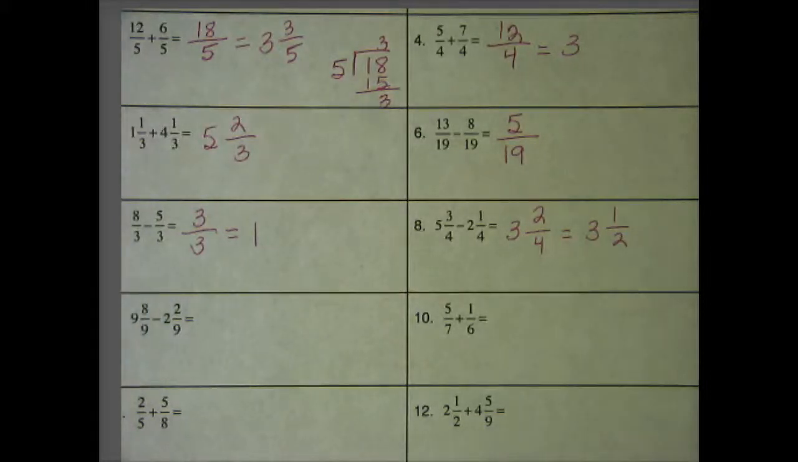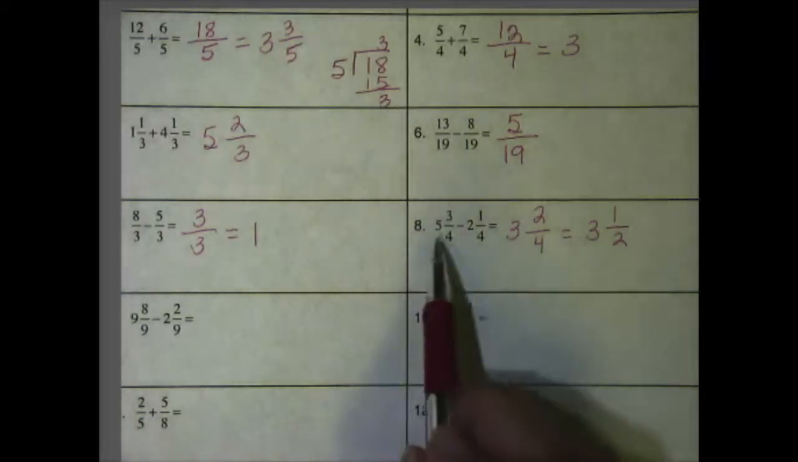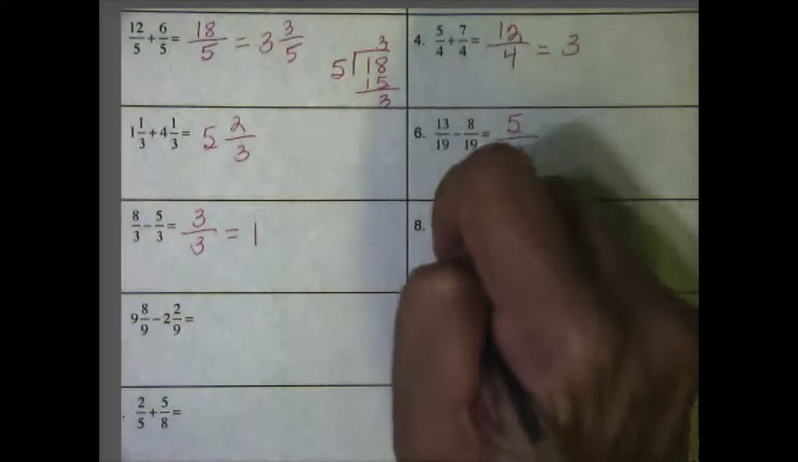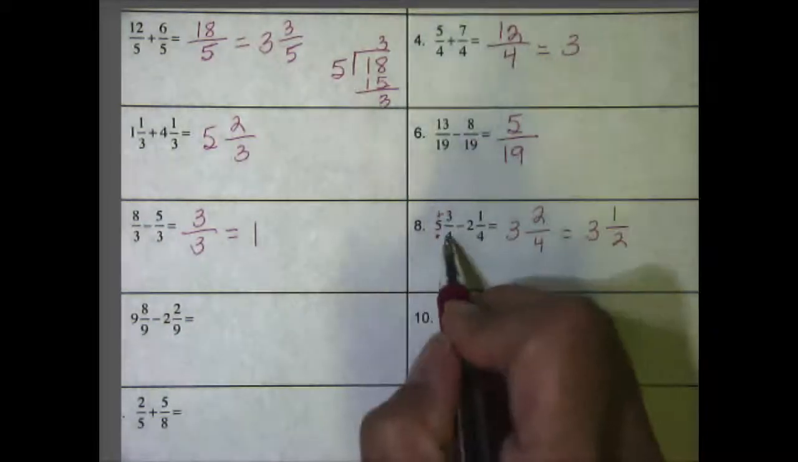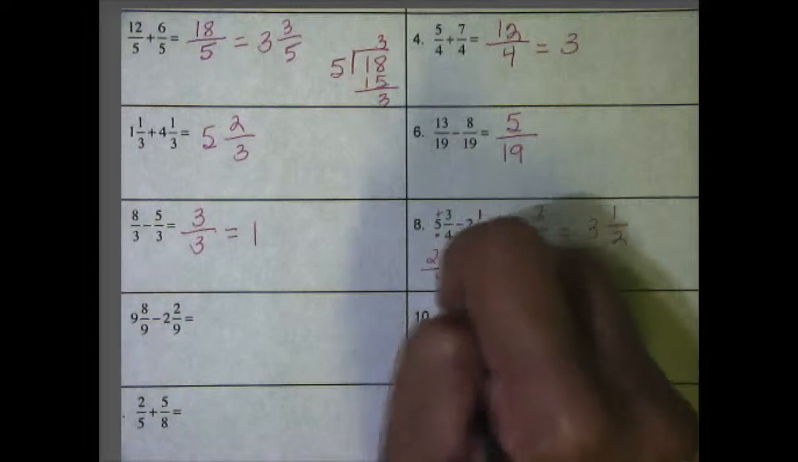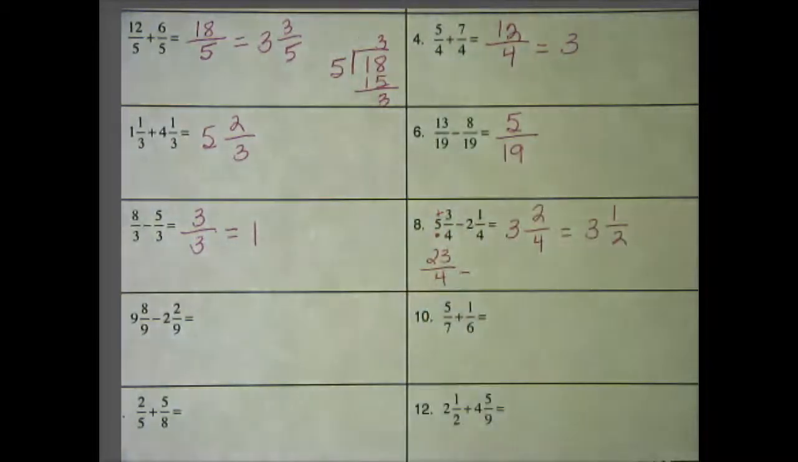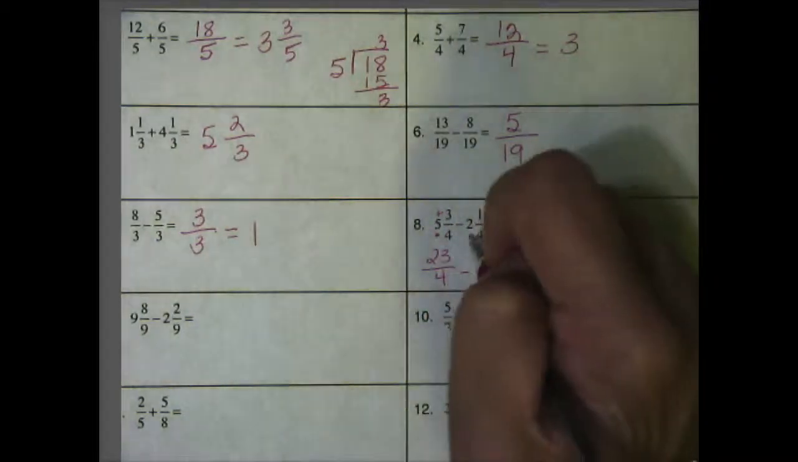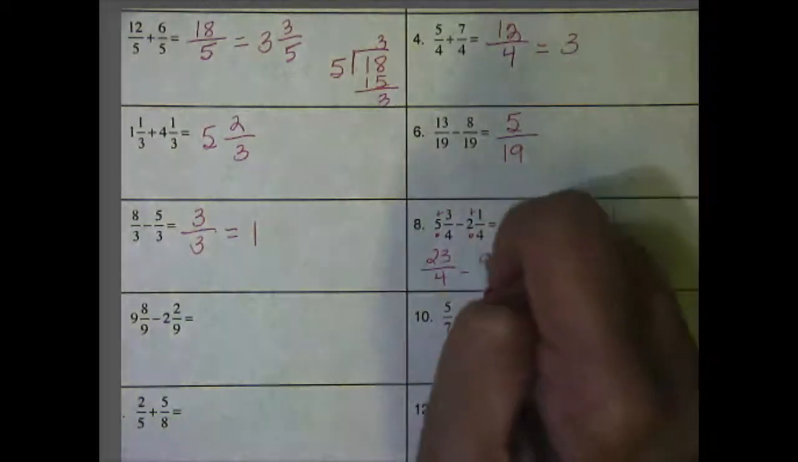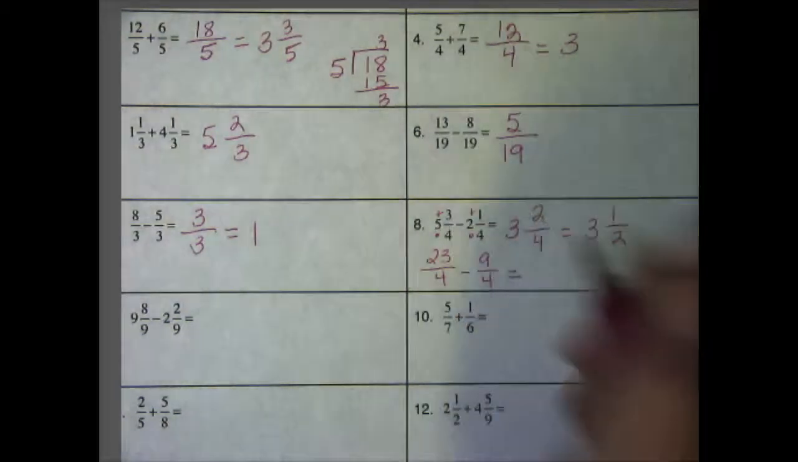Since it doesn't always work this way, sometimes what you will need to do is change your mixed number to an improper fraction. To do that, we take 4 times 5 plus 3. So 4 times 5 is 20, plus 3 is 23 over 4. Denominator stays the same. Minus, we take 4 times 2 plus 1. So 4 times 2 is 8, plus 1 is 9 over 4.